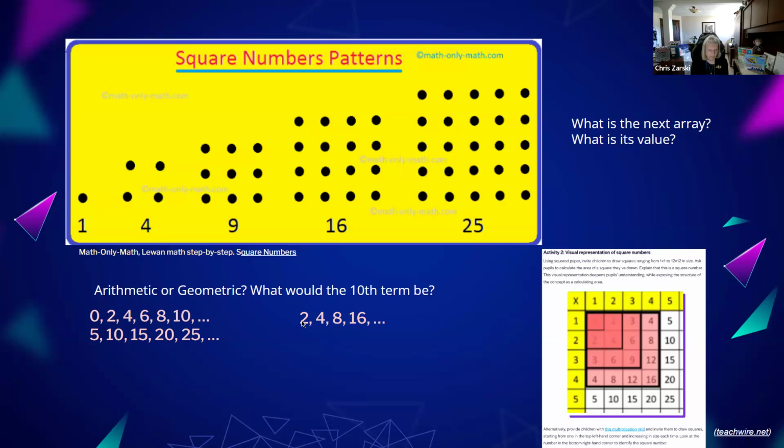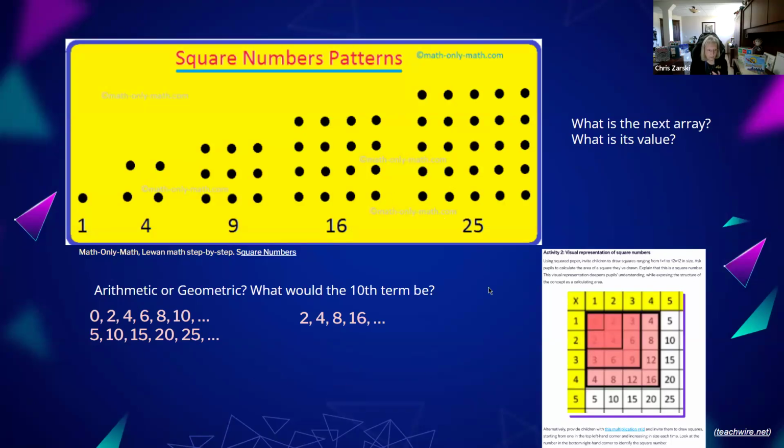So go back and check. 2 times 2 is 4, 4 times 2 is 8, 8 times 2 is 16. Okay, so this is a common ratio. I'm looking for what is the ratio, or the number that I'm using to multiply consistently to get to the next number. So geometric means multiplying, arithmetic means subtracting or adding.